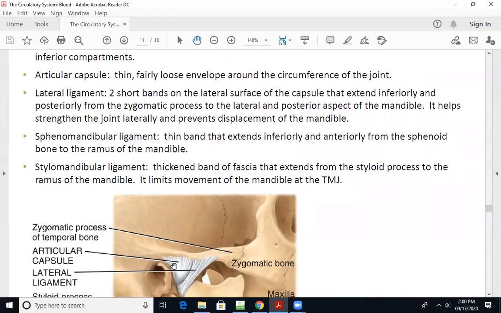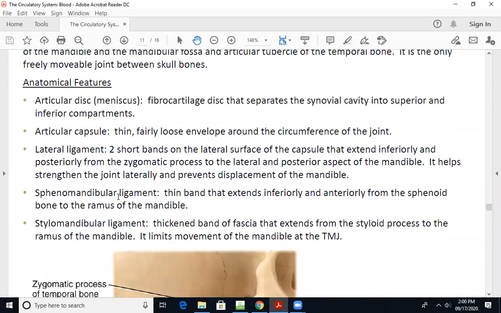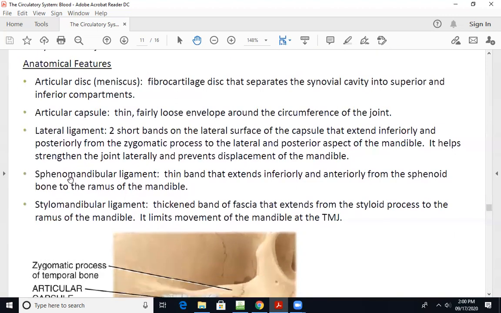And we can see the articular capsule, especially well here in this lateral view. You can see a little bit of it here in the medial view, so you want to make sure you highlight that in both pictures. It is a thin, fairly loose envelope around the circumference of the joint.